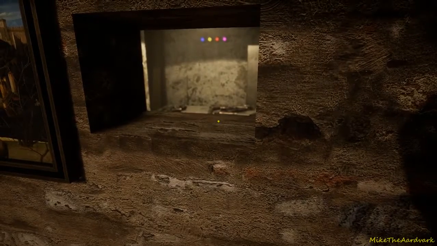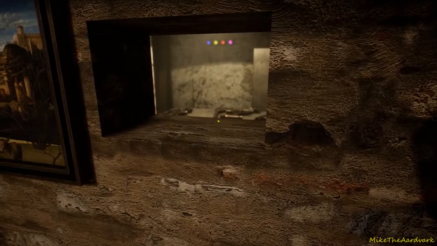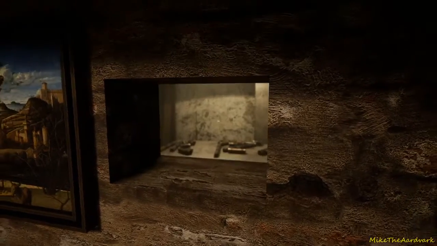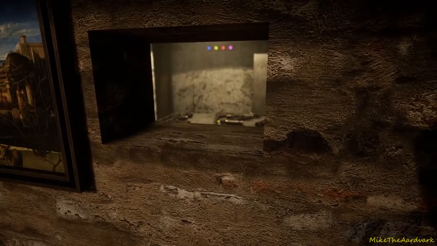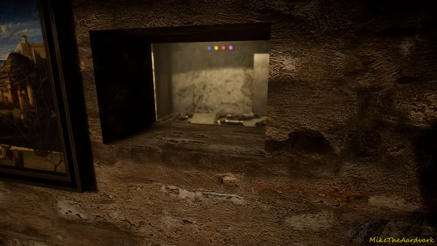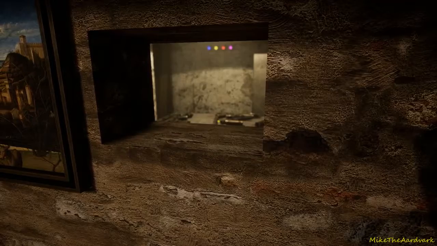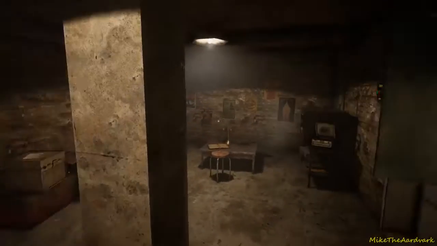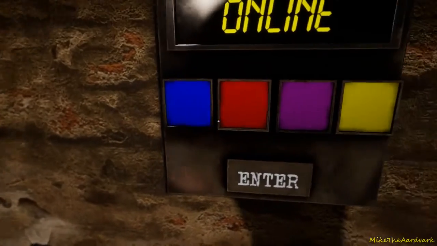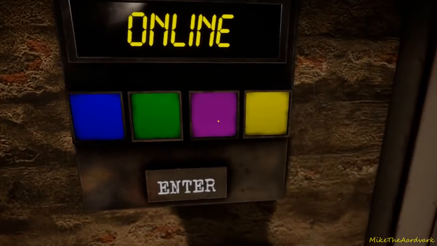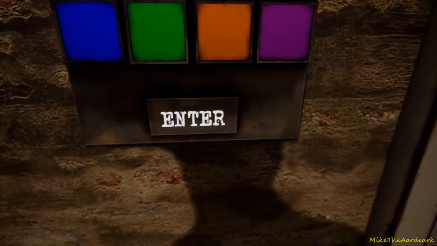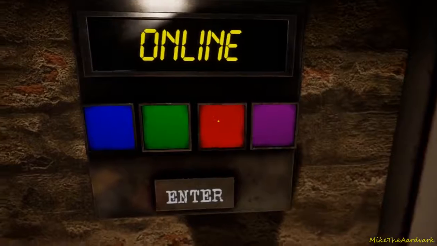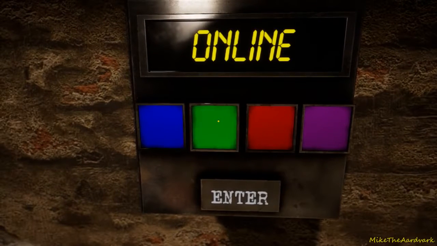If the switches aren't set right, these colours change and it doesn't solve the puzzle. I'm colourblind, but I reckon that's blue, green, red or orange and purple. Perhaps it was yellow.